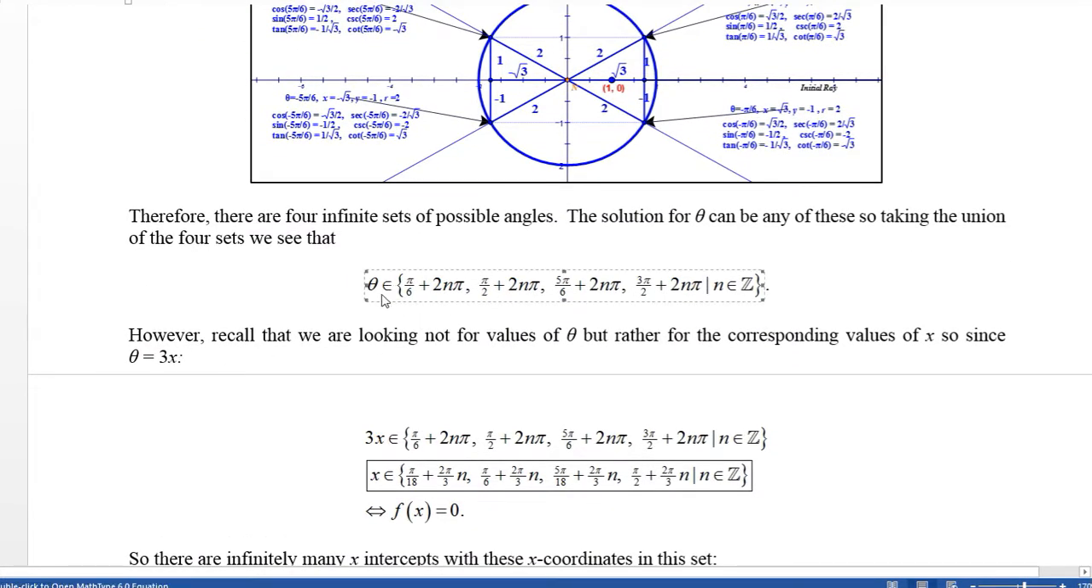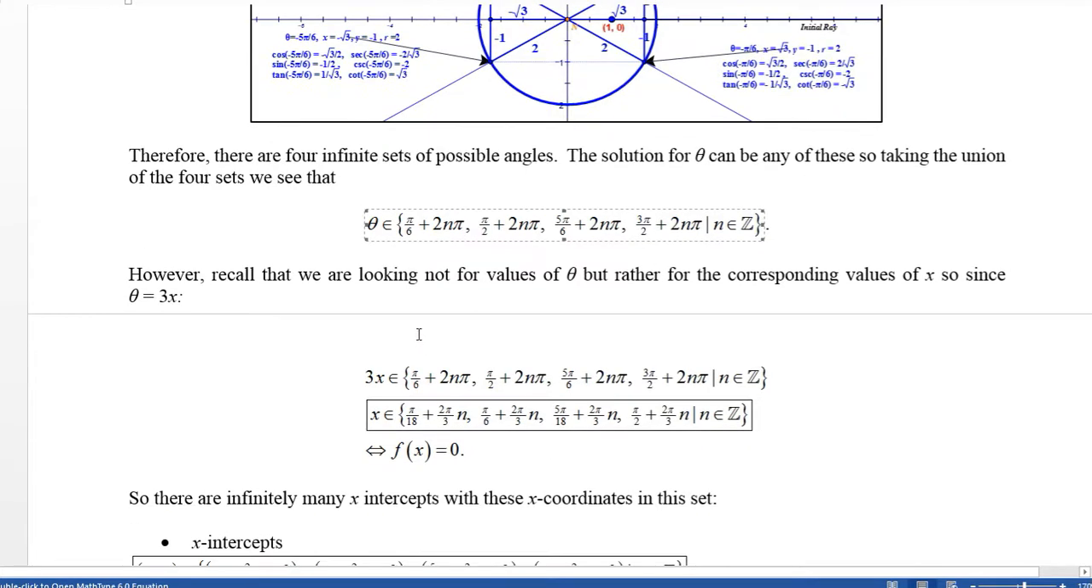So where does theta have to be? It's pi over 6 plus 2n pi, or pi over 2 plus 2n pi, or 5 pi over 6 plus 2n pi, or 3 pi over 2 plus 2n pi, again, such that n is an integer. Now, instead of 3 pi over 2, I could have used anything that gave us the same terminal side. So instead, I could replace the 3 pi over 2 by minus pi over 2 if I want. Then you just choose a different value of n to get the different angles.